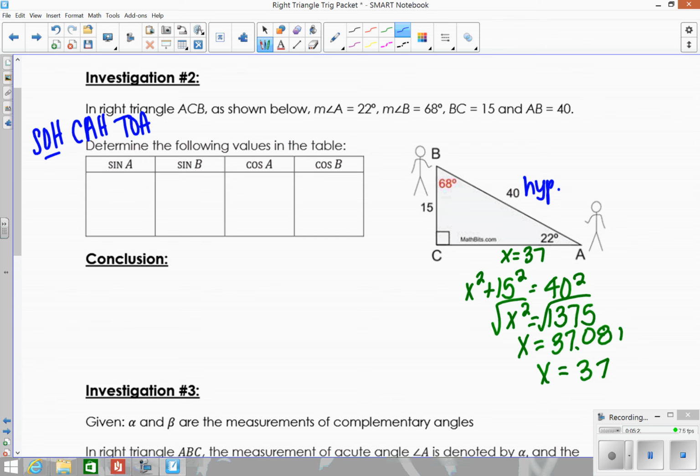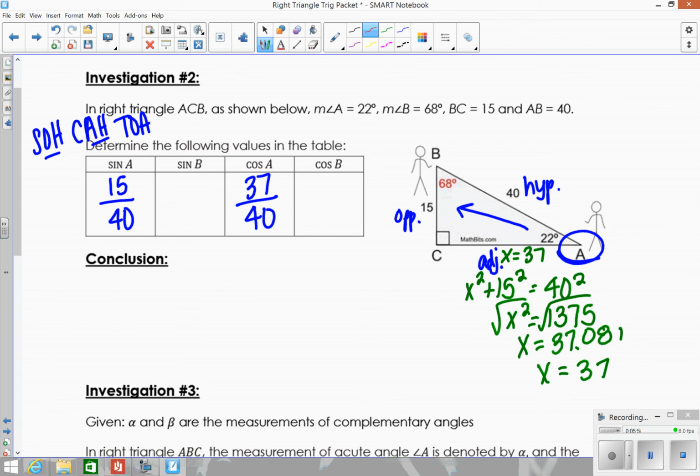So sine is opposite over hypotenuse. So sine of A is what I'm looking at first. Looking at A, the opposite of A will be 15, and then the adjacent is going to be this 37. So opposite would be 15 over the hypotenuse, which is 40. And while I'm using angle A, let's do cosine. Cosine is adjacent over hypotenuse, so adjacent is going to be 37 over the hypotenuse of 40.